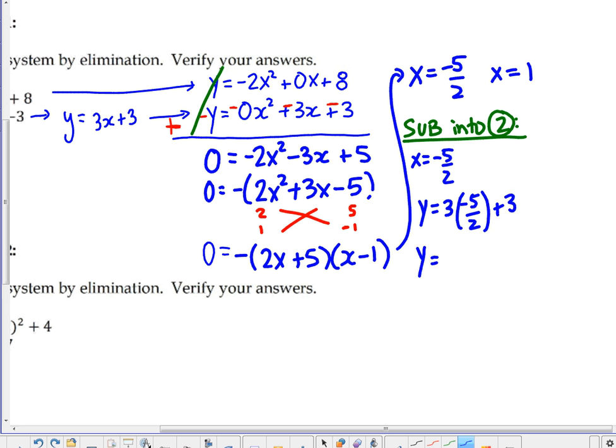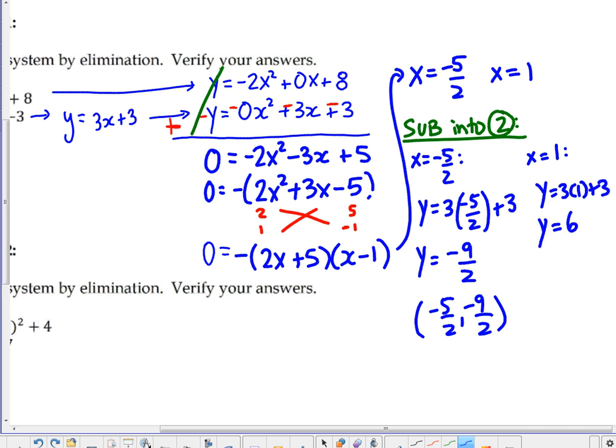You know? Okay, negative 15 over 2 plus 3 is negative 15 plus 6. So negative 15 plus 6 is negative 9 over 2. So the point is negative 5 over 2, comma negative 9 over 2. And when x equals 1, y equals 3 times 1 plus 3. That one's nice and easy. 6.